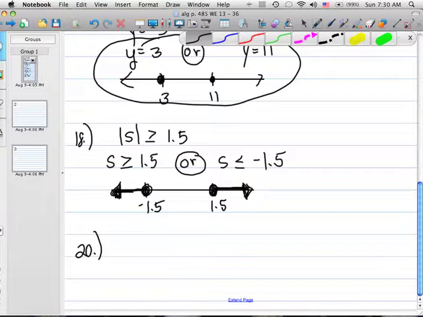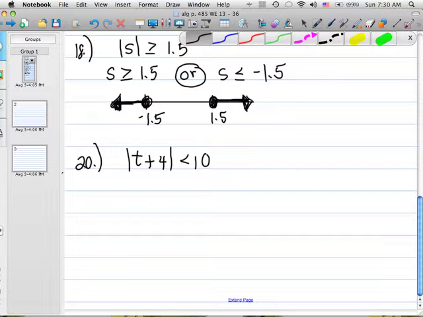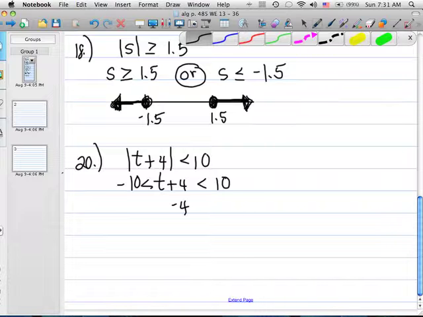Problem number 20, we have the absolute value of t plus 4 is less than 10. Less than is the between problem, and that's the Russian elbows. And I'm going to write it the short way. t plus 4 is between 10 and negative 10. So I'm going to solve for t. I'm going to subtract 4 from all three parts. I get negative 14 is less than t is less than 6.